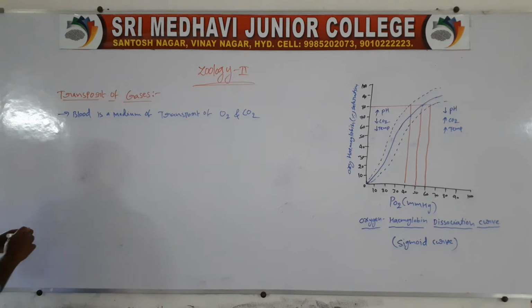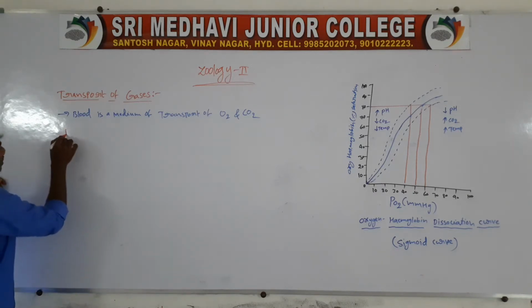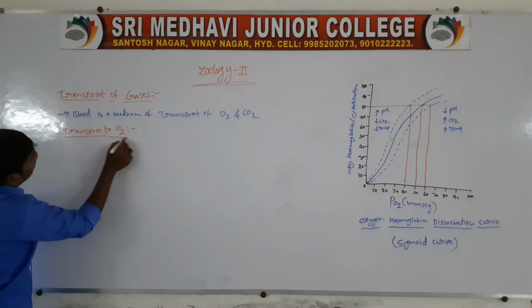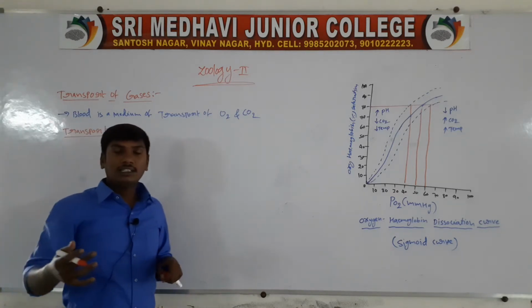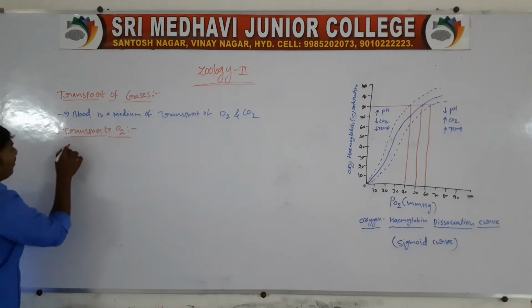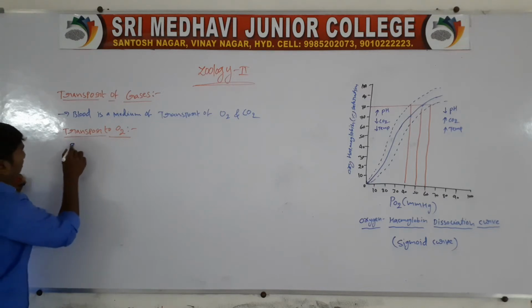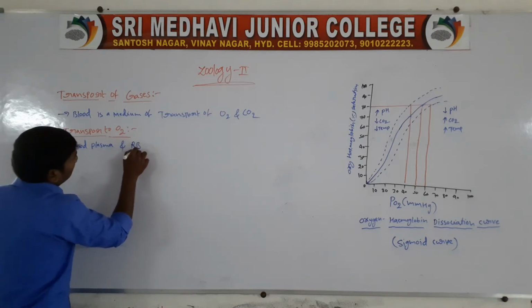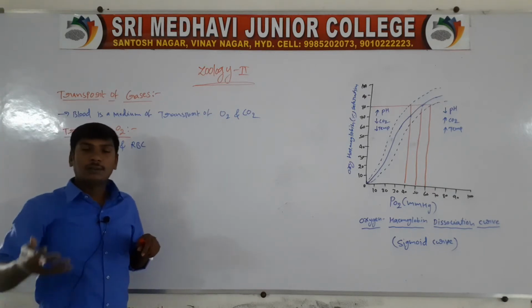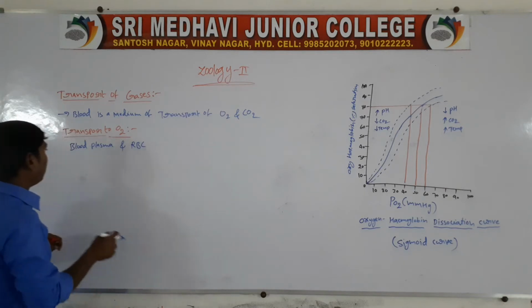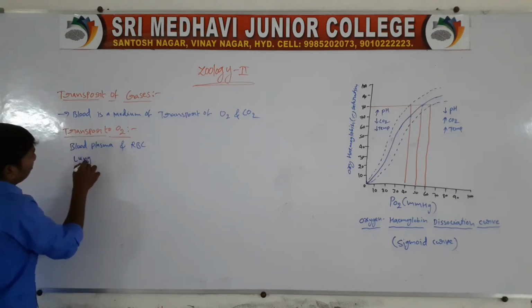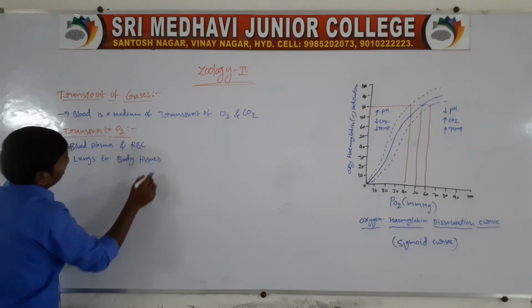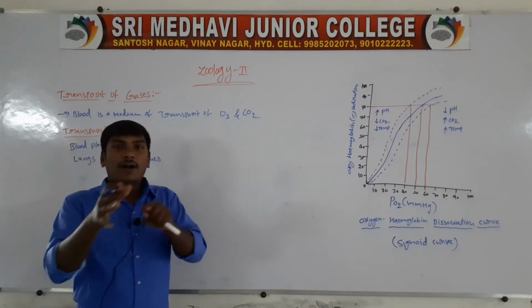First one, transport of oxygen. The oxygen is transported by the blood plasma and RBC. They are transported from the lungs to body tissues.